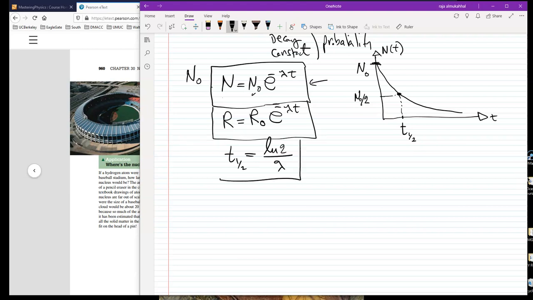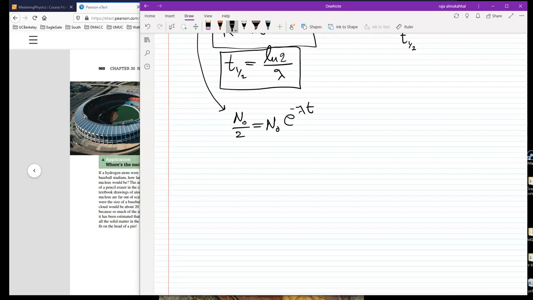Okay, let me derive it for you very quickly. From the definition, the half-life is what? The half-life is the time it takes for the sample to go from n naught to n naught over 2. So if I use this formula right here, it becomes n naught over 2 equals n naught e to the minus lambda t. And what I'm going to do is solve for t, right?